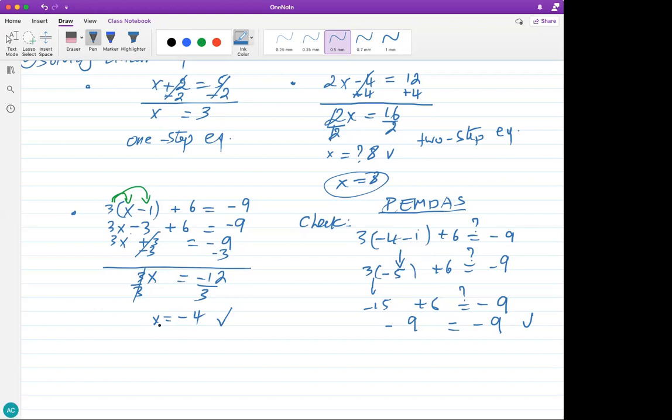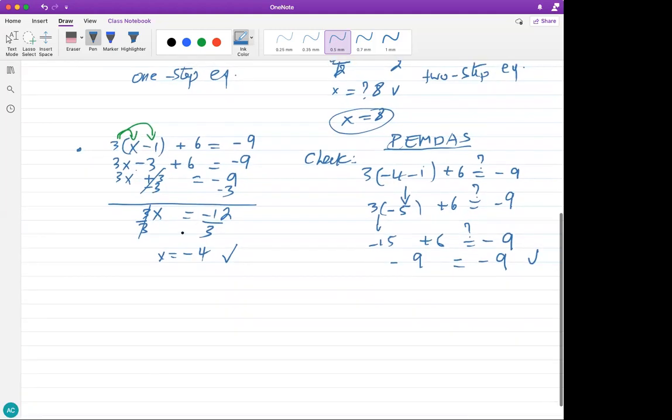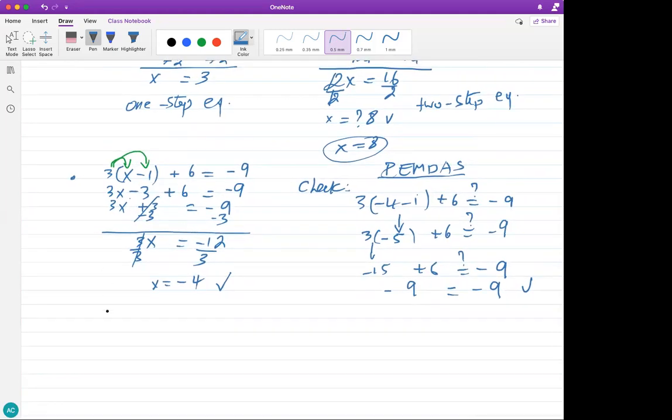This might still be the right solution. Maybe you made a mistake when you plugged it in. Doesn't mean this is wrong. You just did the wrong math here. You missed a sign or two. So check here first. And if you don't find a mistake here, then you go back and check your steps here. So this is a multiple step equation.